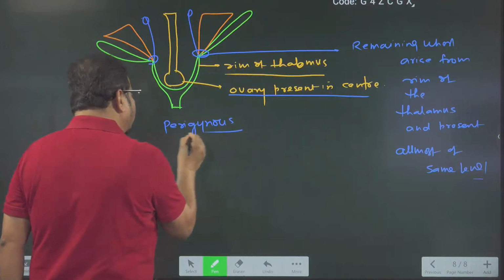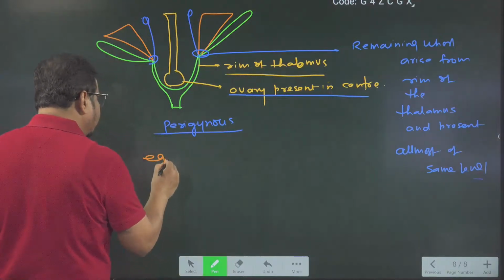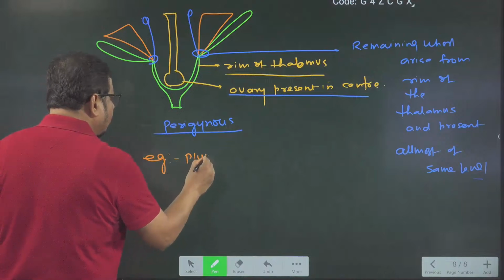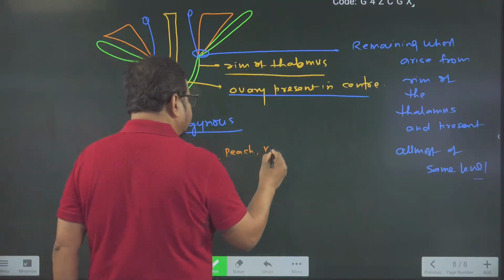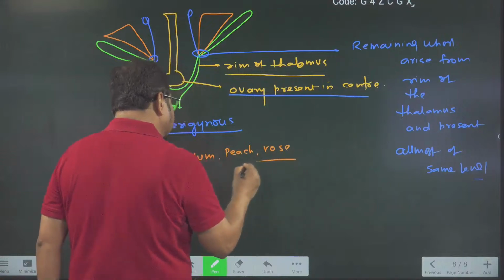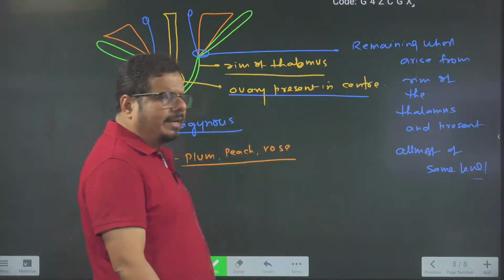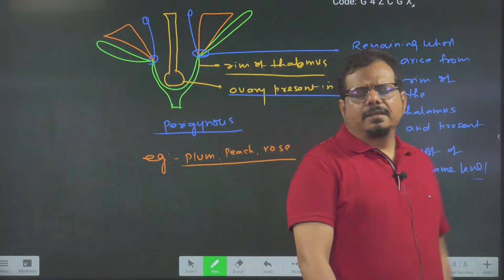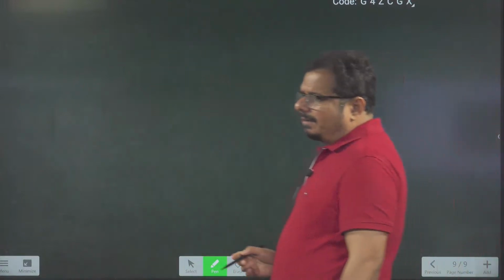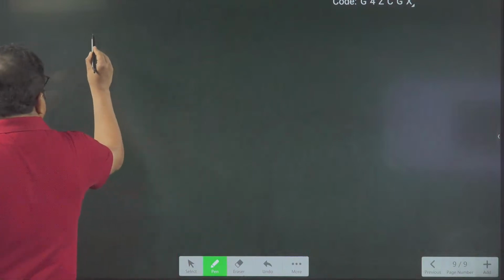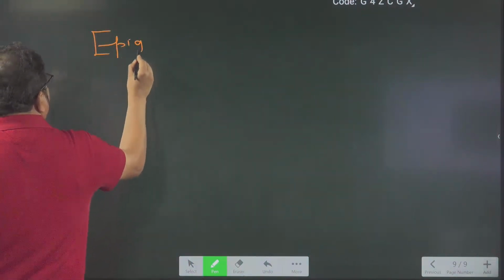An example of this category is plum, peach and rose. Got the idea? Perigynous over. I will show the diagram also, the actual diagram of the NCERT, don't worry. Now we are just going to move on to epigynous. Let me finish writing the words, then I will show you the diagram and explain epigynous also.